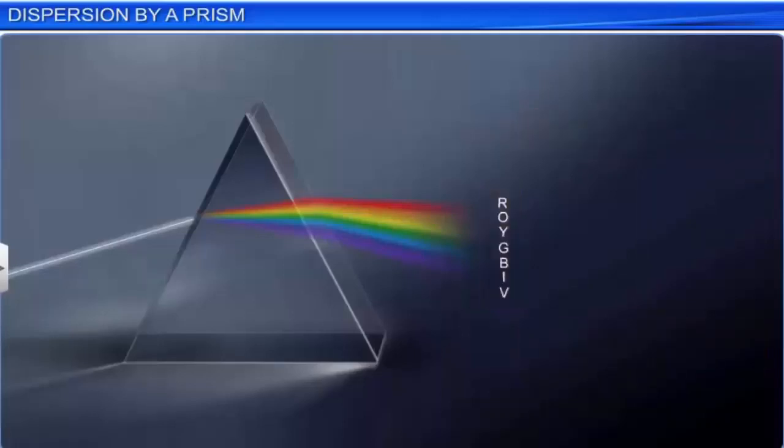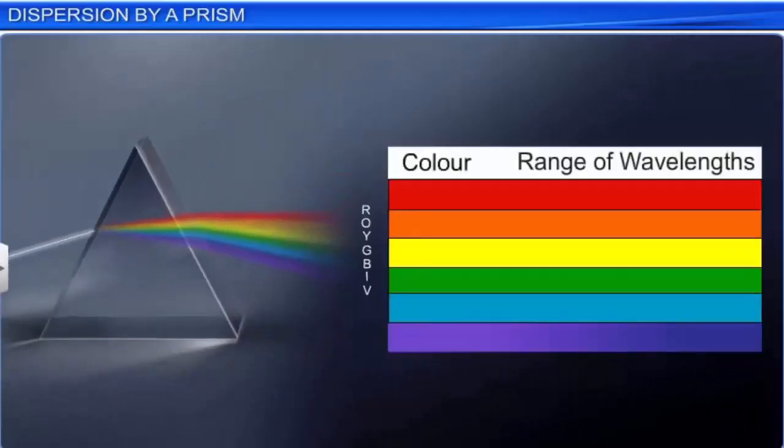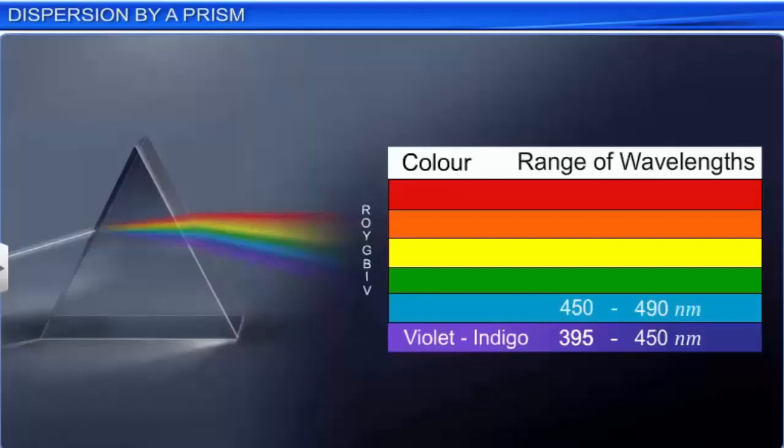Now, let us further understand the phenomenon of dispersion. We know that the color of light is related to its wavelength. If the wavelength of light is in the range of 395 to 450 nanometer, then the color of the light is violet to indigo. If the range is between 450 to 490 nanometer, the color is blue. If the range is between 490 to 560 nanometer, the color is green.